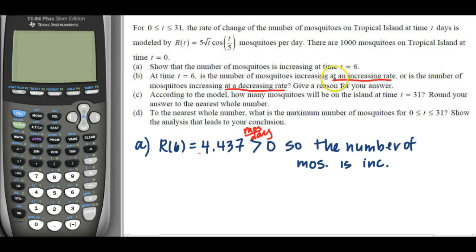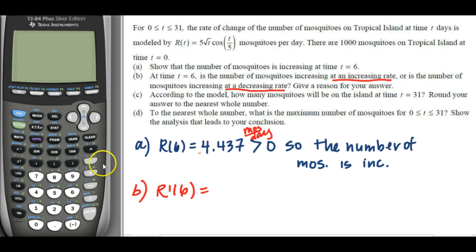So in order to determine that, we are now going to need the derivative of the derivative. So we are going to need r prime of t's sign, whether that is positive or negative. So for part B, I'm interested in r prime of 6. That's a rate of change of a rate of change. So r prime of 6 is truly a second derivative.